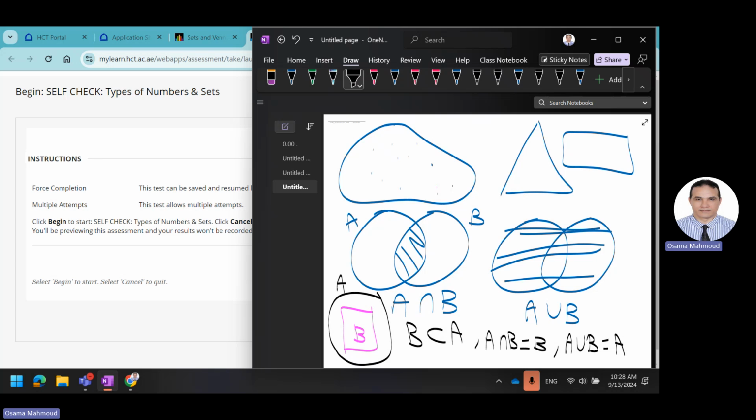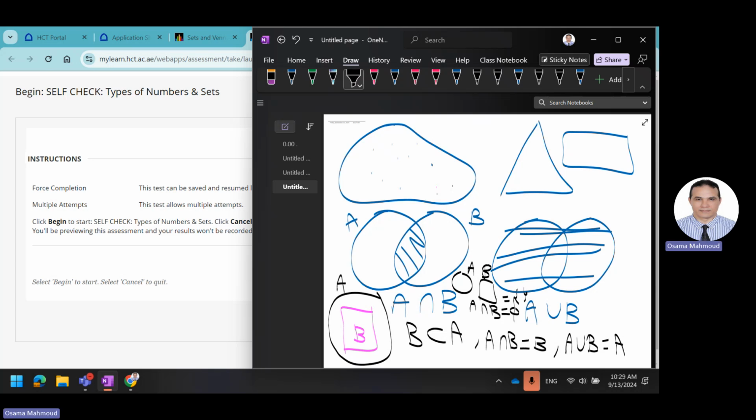Sometimes you have the case when A is disjoint from B, right? So A intersection B in this case is nothing. Nothing means the empty set, phi. Sometimes they write it phi like this, or write the empty set like this, okay?